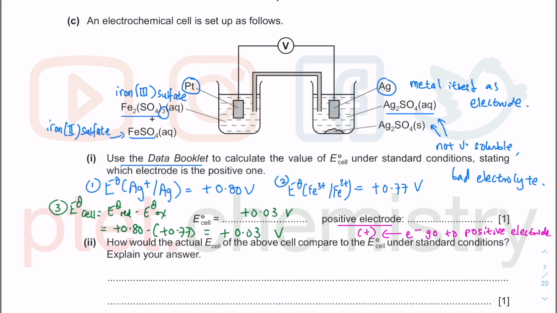Now, which one is the E red? The E red is the more positive one. E red is where you gain electrons. So electrons go to the E red. The E red is the Ag plus and Ag. Electrons go here because it is reduction here. If electrons come here, this makes the silver electrode the positive electrode. So the answer there must be silver electrode, because electrons come here and you lose the electrons from the iron 2, iron 3 system here. Okay.